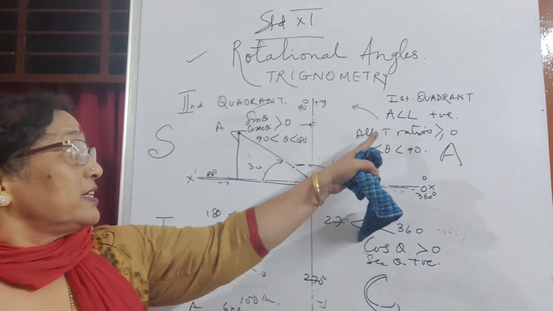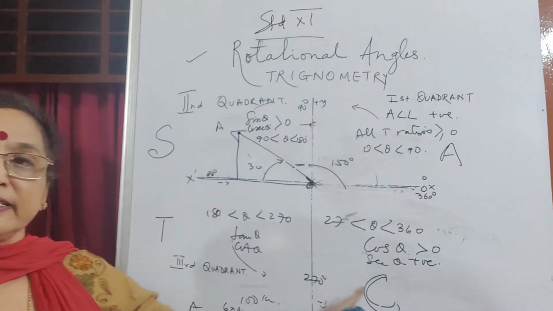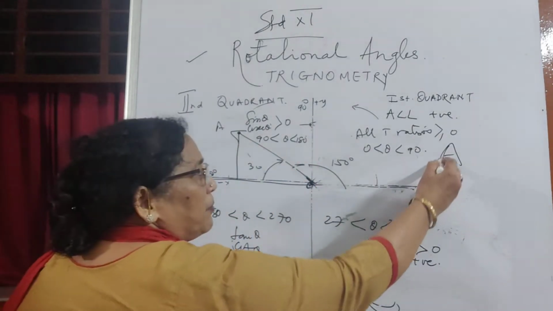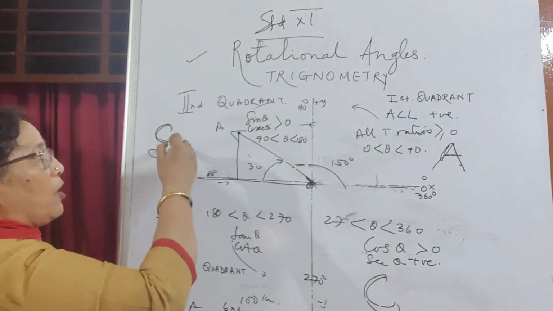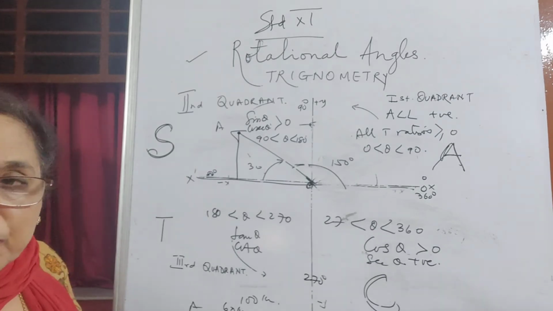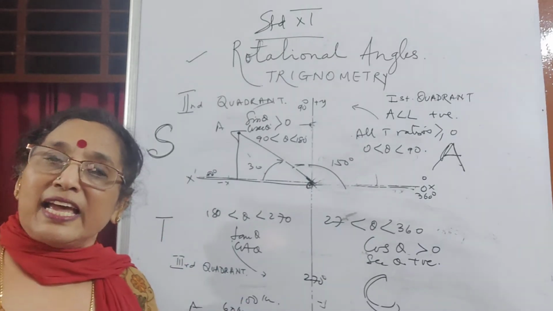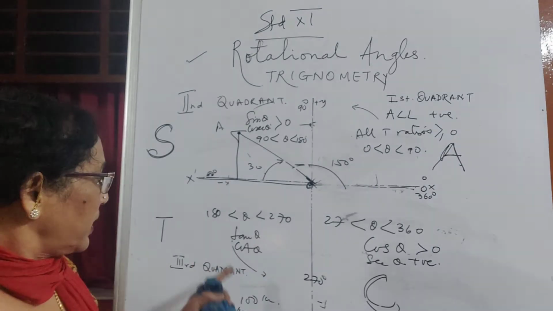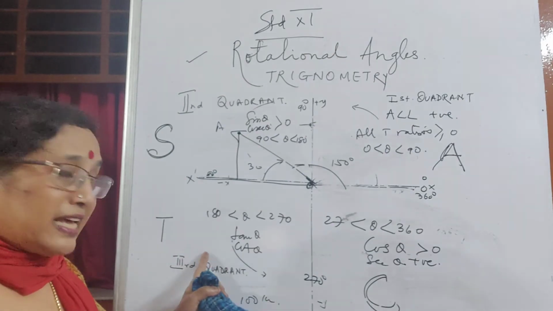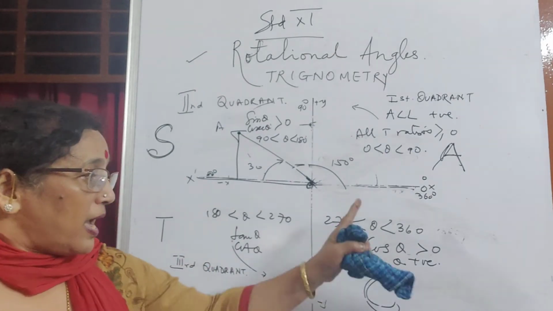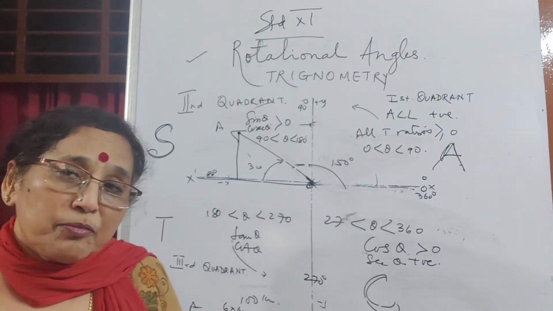So if you see this, A, S, T, C: for all, all T ratios are positive for acute angles. Obtuse angles, sine and cosec of obtuse angles are positive values. Tan of reflex angles greater than 180, okay, so here less than only 270, tan and cot are positive, and for cos, greater than 270, less than 360, cos and sec are positive.